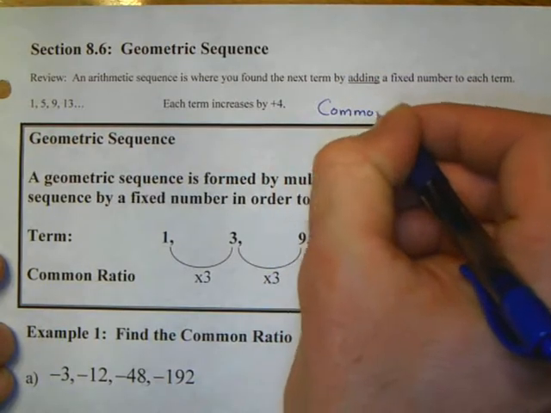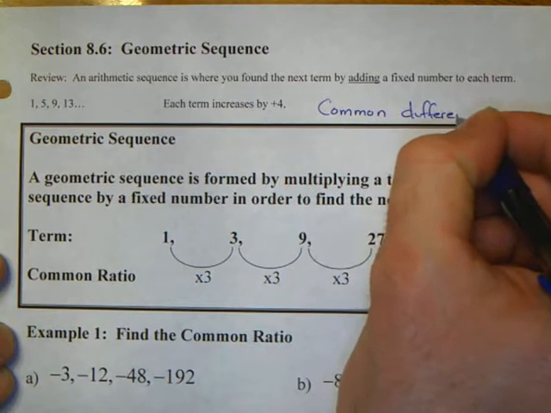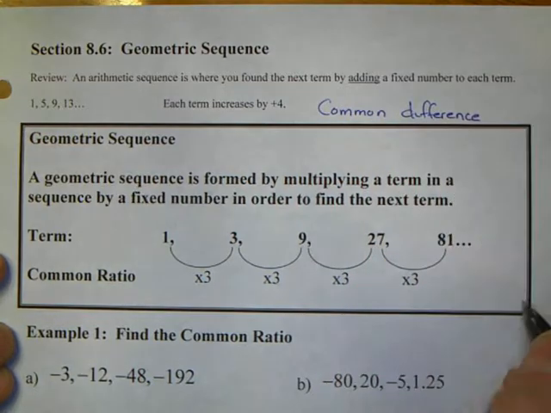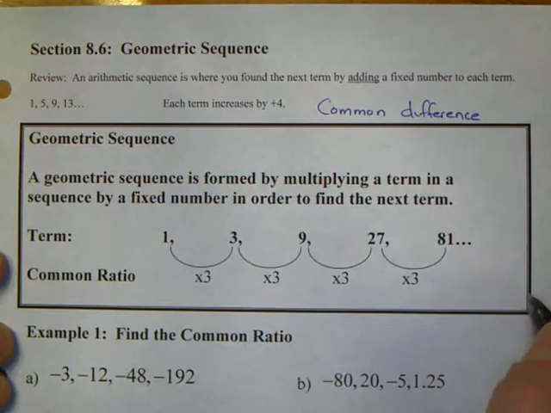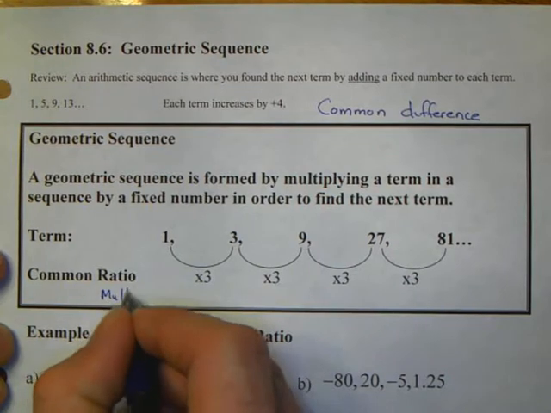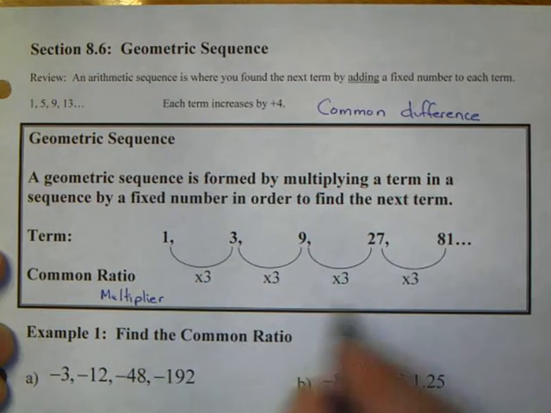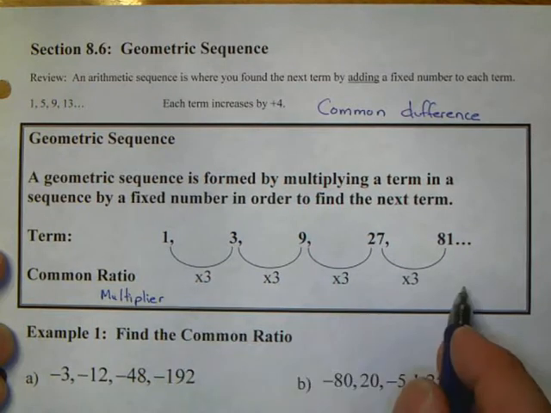Sometimes the common difference went up, sometimes the common difference went down. Well, sometimes you have a common multiplier, a common ratio is another word for that, and that ratio can change a problem and make it extremely large or extremely small very quickly. Here our common ratio from 1, 3, 9, 27, and 81 you see is multiplying each one times 3.